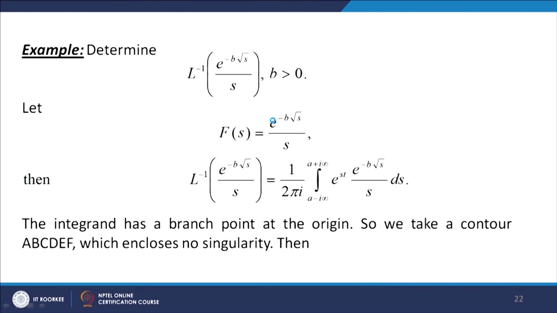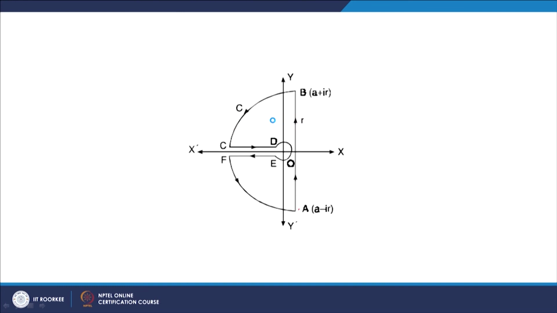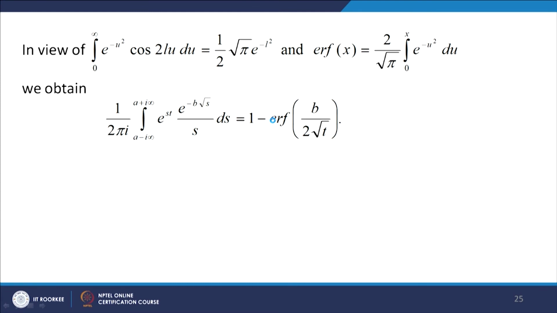So, L inverse of e to the power minus b root s over s is equal to 1 minus error function of b over 2 root t.